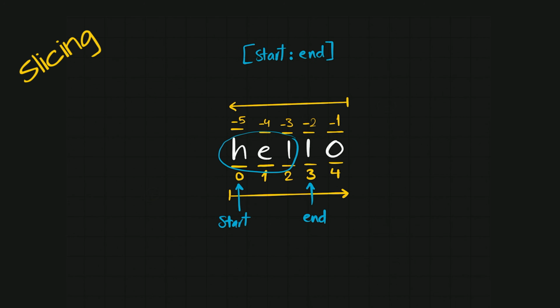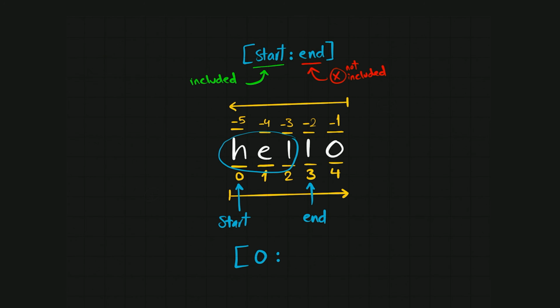Now there is something very tricky to understand. The starting position will be included in the output, but my friend, the end position will not be included. So let's have an example to understand it. We open bracket, what is the starting position? It's going to be the 0, right? And then double points. And since the end position is not included, we cannot say the end is 2. We have to say the end is 3. So we specify 3 for that.